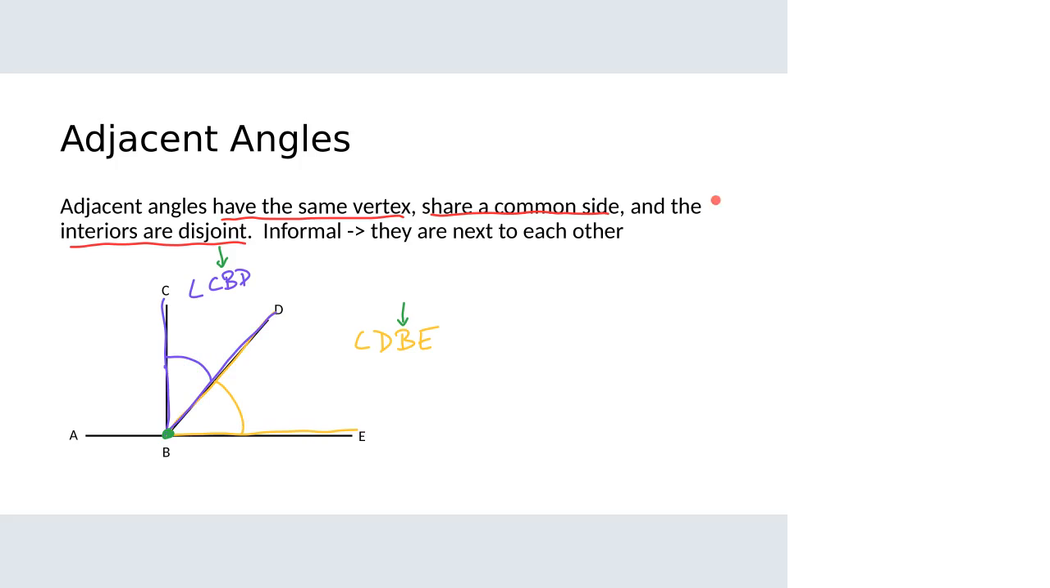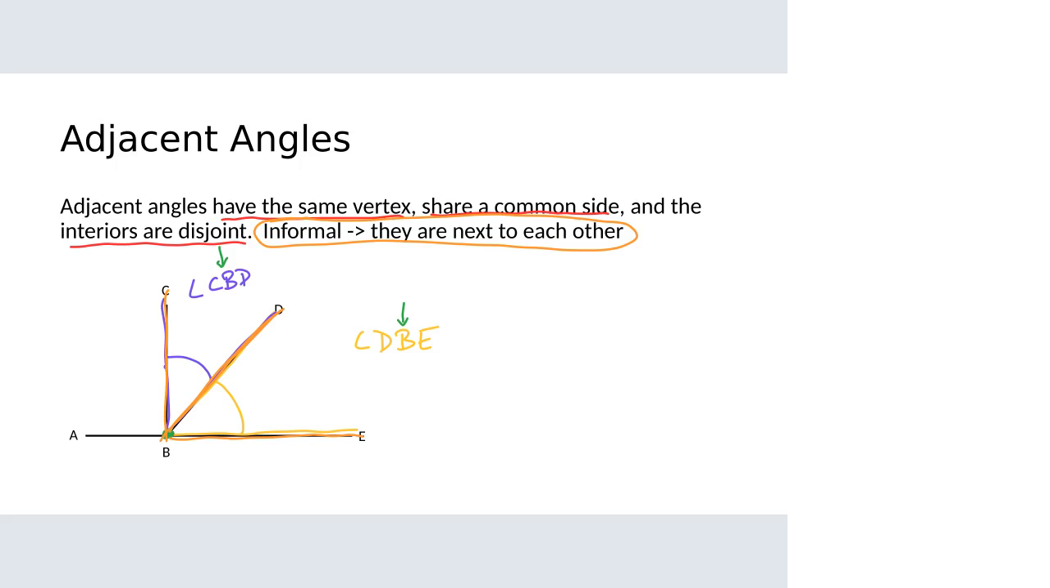Informally, which I think is great, this is kind of how we'll talk about adjacent angles just in normal conversational language. They're next to each other. When I look at CBD right here, it's right next to DBE. The fact that they share a side is an important part of that being next to each other, but that's what adjacent angles are. If we talk about adjacent angles, we're talking about two angles that are next to each other.